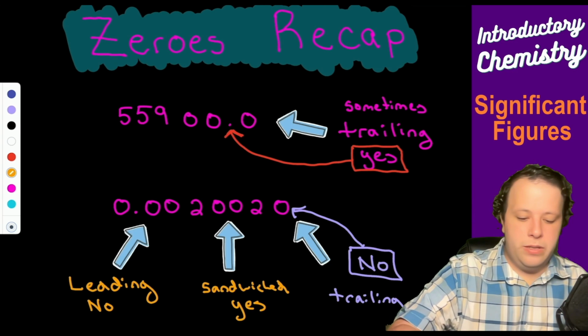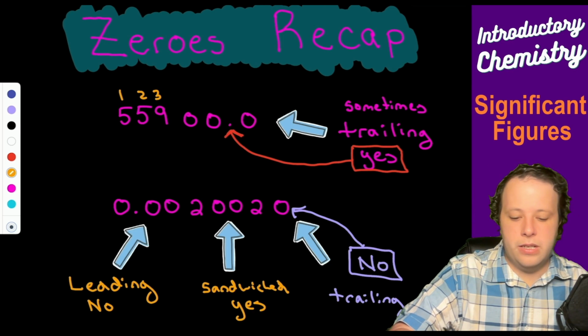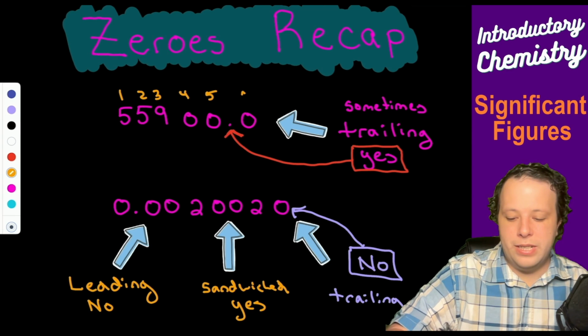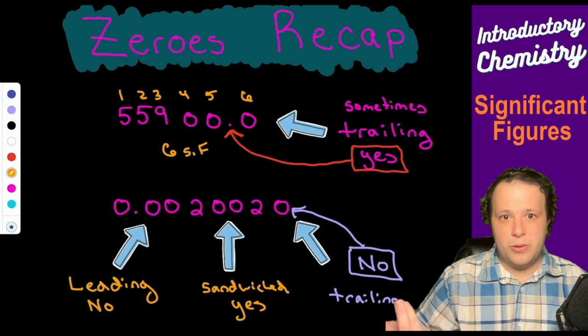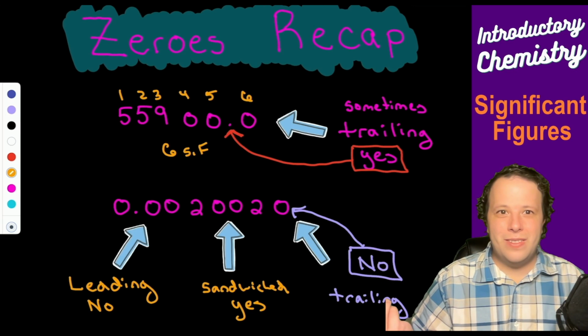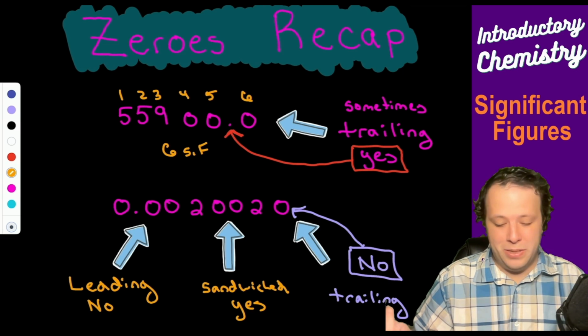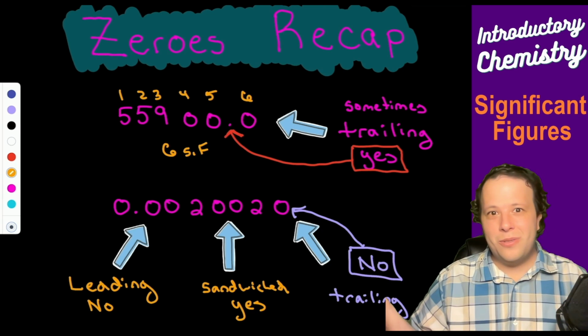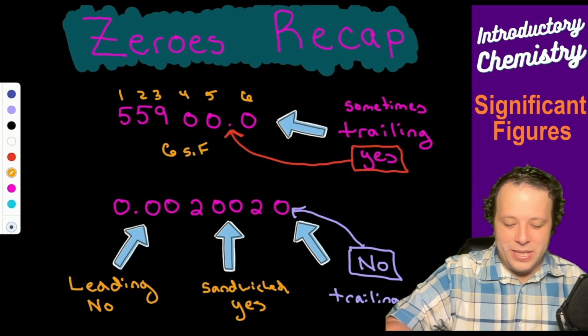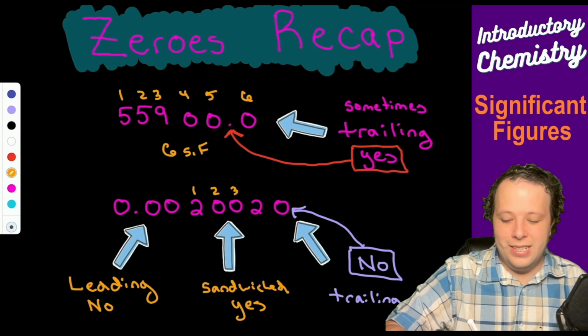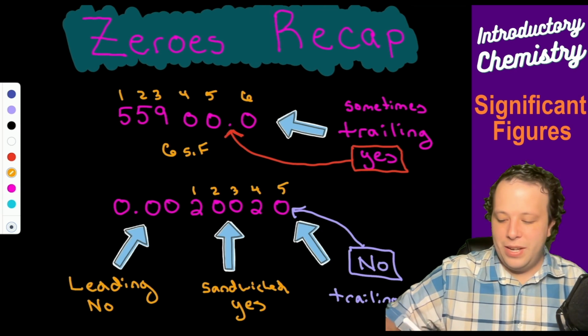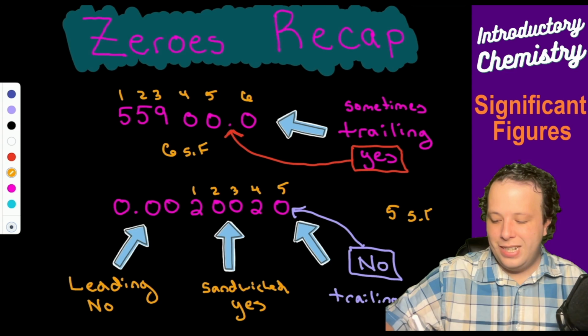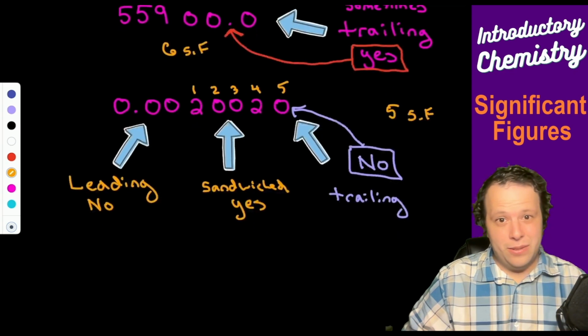So if we go through both these examples, how many sig figs do we have? Well, on the first one, we have the non-zero digits, then we said all these trailing zeros are significant in this case. So we have a total of 6 for the first one, the 55,900.0 number. And then for the next one, we have 0.00020020. So where do we start counting? At the first non-zero value. So we have a total of 5 sig figs. And that's how we do zeros.